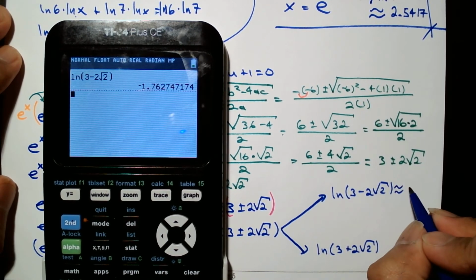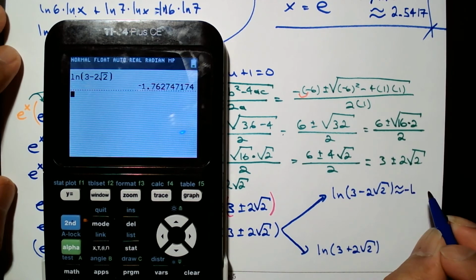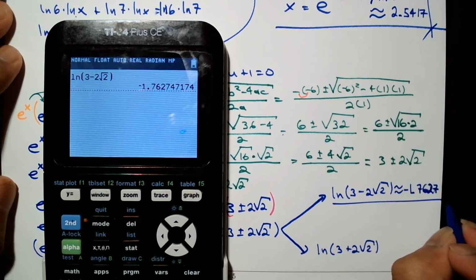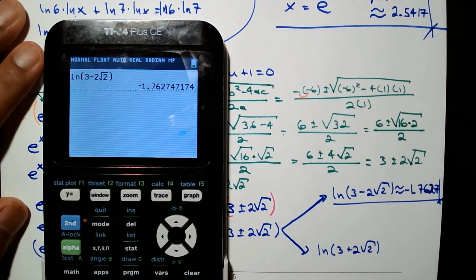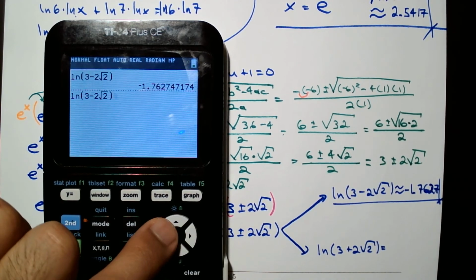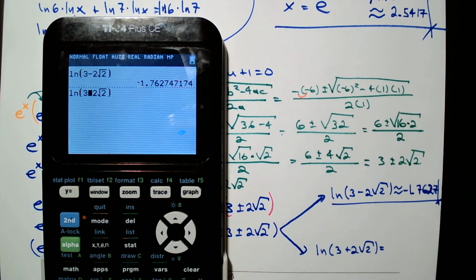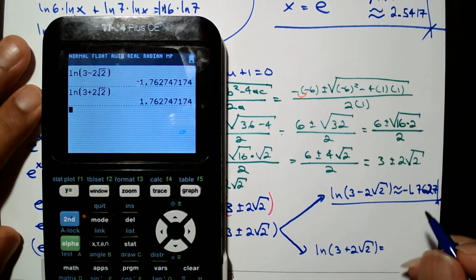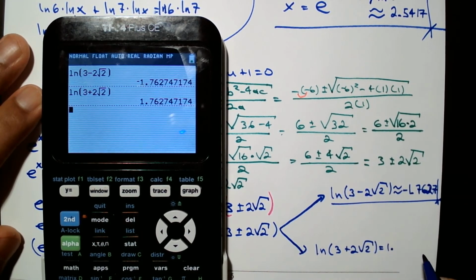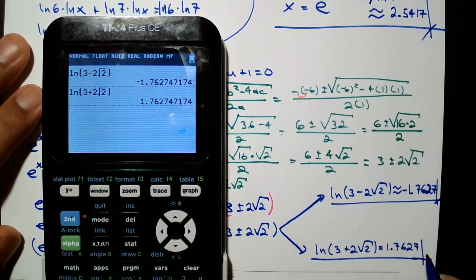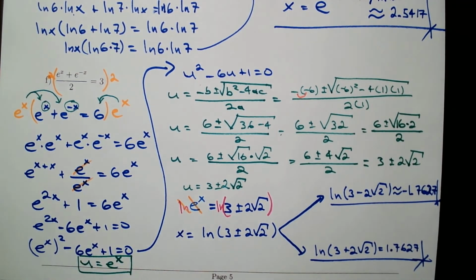So that's going to be negative 1.7627. So that's one solution. And for the other solution, I'm going to have this same thing here, but with a positive in this case. Same, but positive: 1.7627. So two solutions in this case, as opposed to the other example.